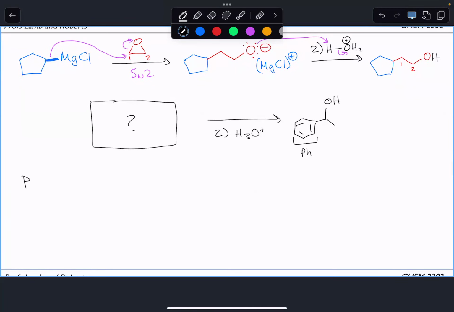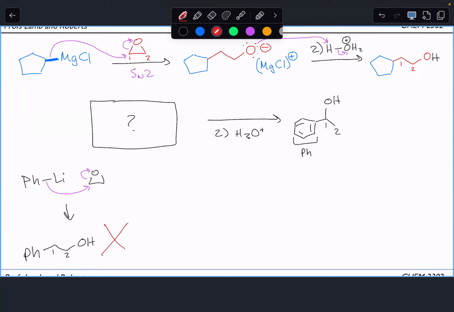So the first set was phenyllithium and ethylene oxide. If we were to draw out what we would get from that, we would get the alcohol on the 2 carbon, whereas here it's on the 1 carbon. So this one does not work, right? Because you would get the wrong connectivity. The oxygen is on the wrong carbon. It's on the 2 instead of on the 1.